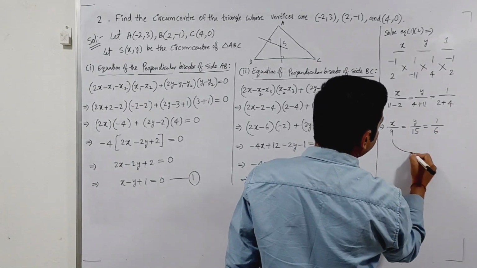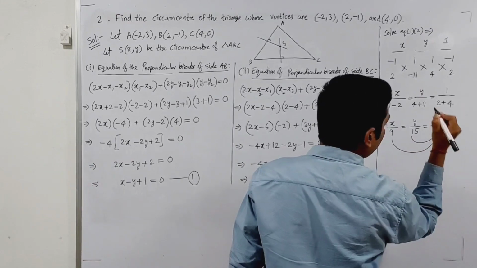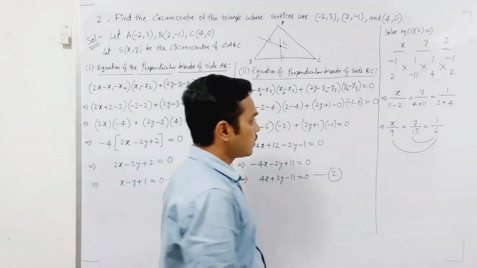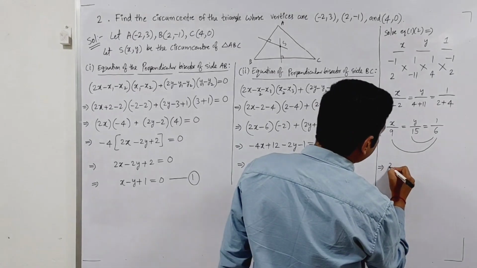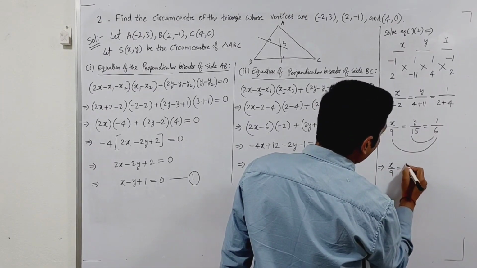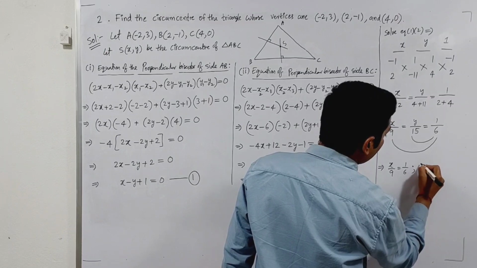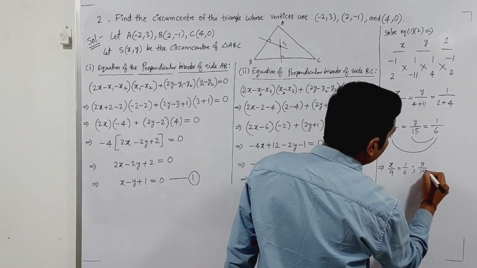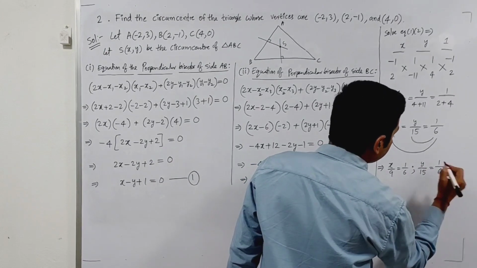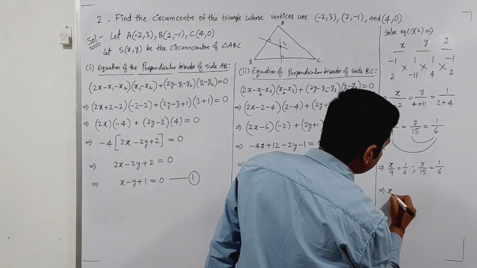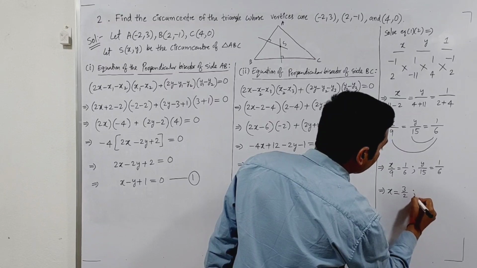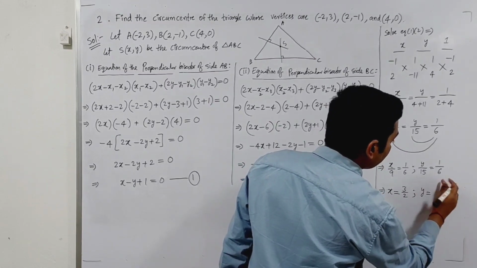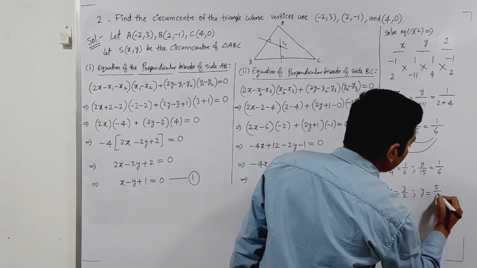Now equate the first term and third term, and second term and third term. Equating the first and third, second and third, we get the x value and y value. So x by 9 equal to 1 by 6 and y by 15 equal to 1 by 6. From this x is equal to 9 by 6, that is equal to 3 by 2. Y is equal to 15 by 6, nothing but 5 by 2.